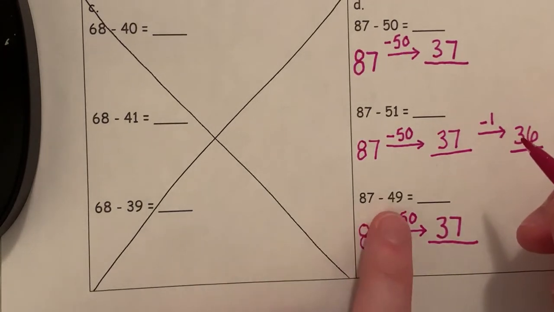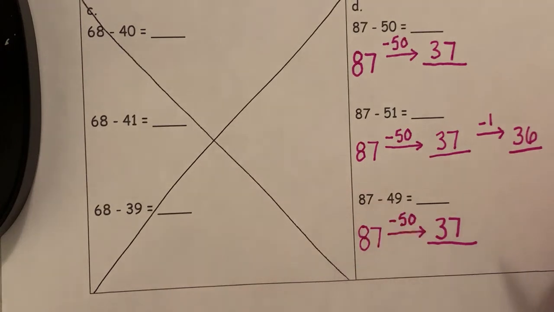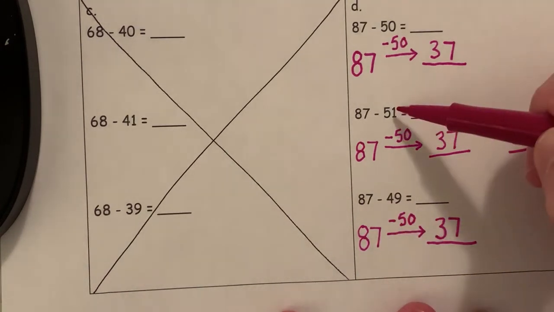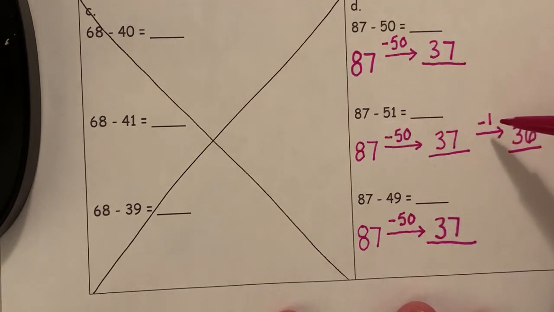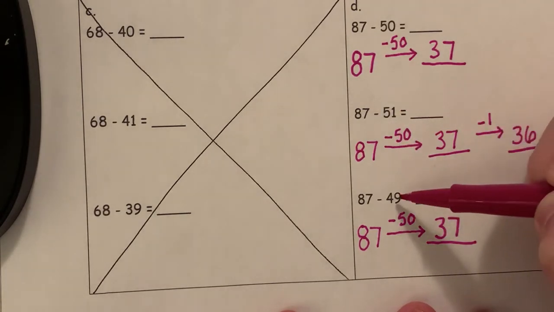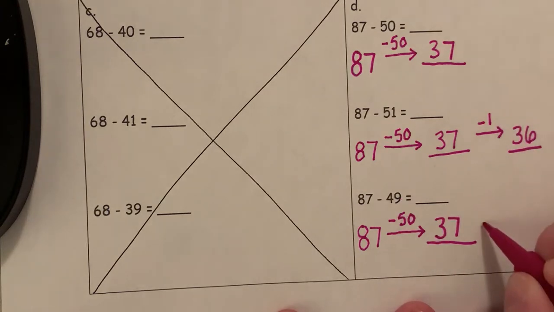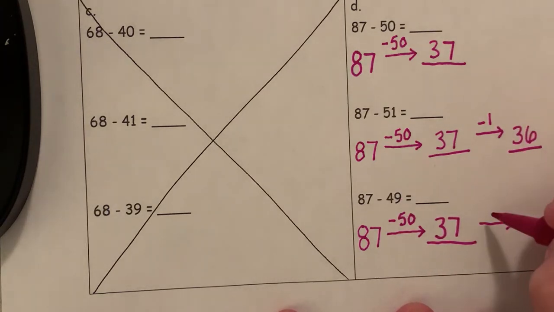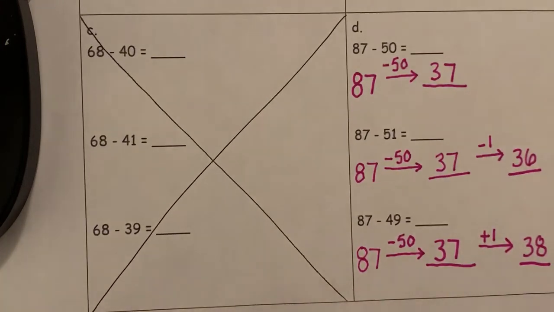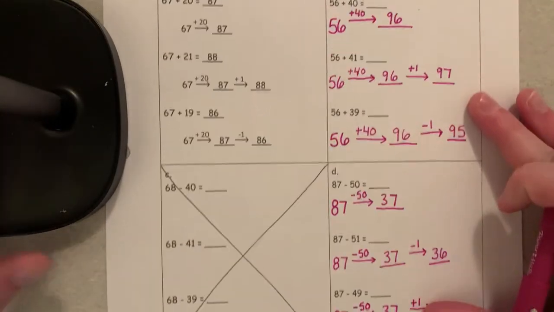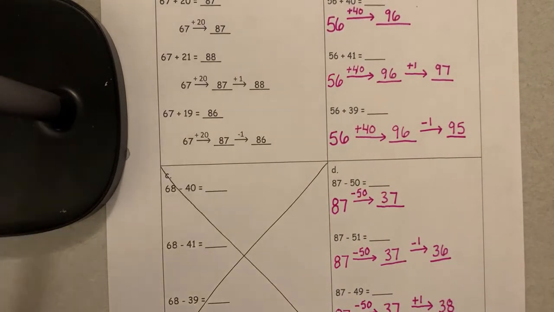But remember, we were only doing 49. So this time we need to do the opposite of 51, where we subtracted another 1. So this time we subtracted 1 more than we needed to. So this time we're going to do the opposite of subtracting, and we're going to add 1. So our answer is going to give us 38.